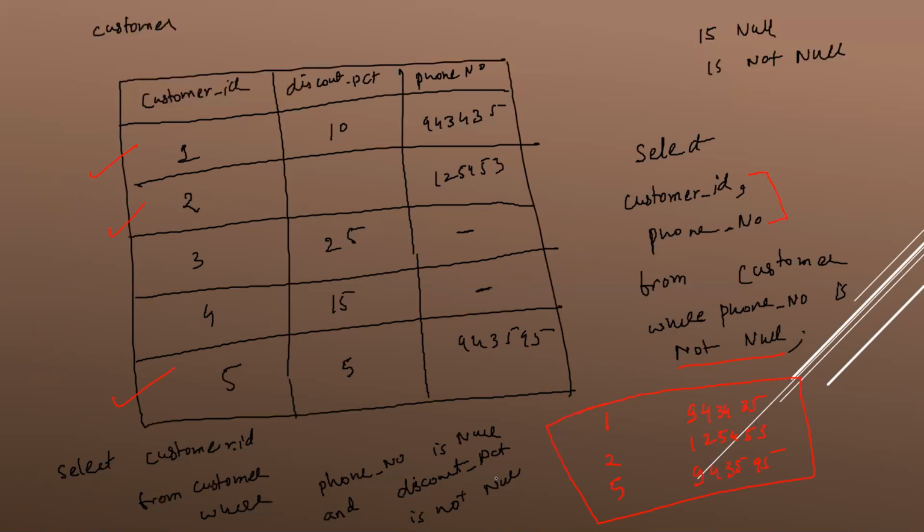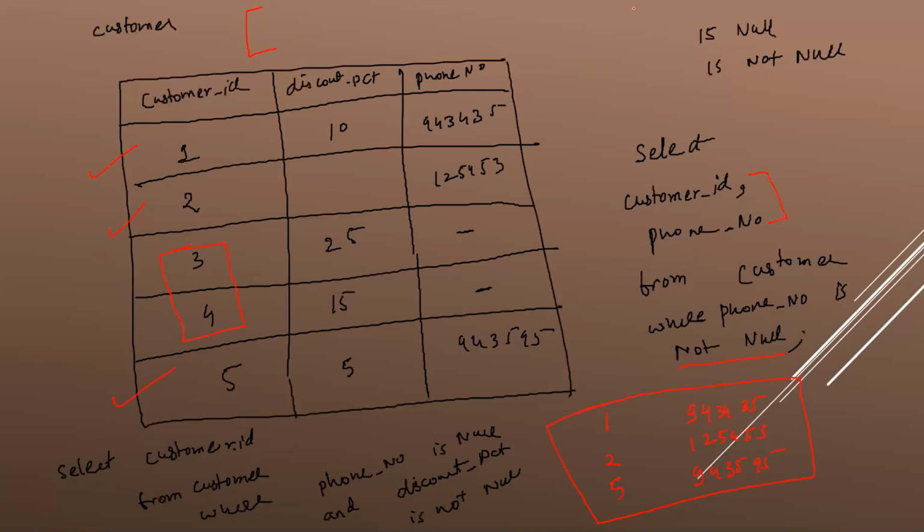I get output 3, 4. Correct. Very good. So the output would be just 3 and 4, because we are just selecting the customer ID, right? Yes. One more question on the same table. 25 and 15.